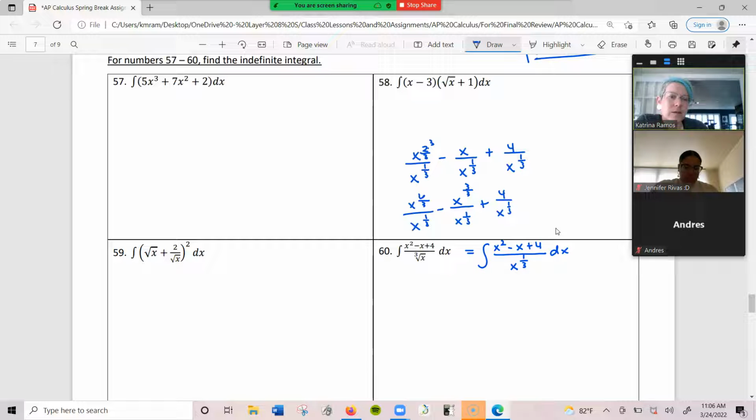All right, and now we're going to simplify by subtracting all of those exponents. So 6 over 3 minus 1 over 3 is x to the 5 over 3, minus 3 over 3 minus 1/3 would be x to the 2 over 3, and then plus 4x to the negative 1 over 3. So that's what I'm going to be integrating: x to the 5/3 minus x to the 2/3 plus 4x to the negative 1/3.